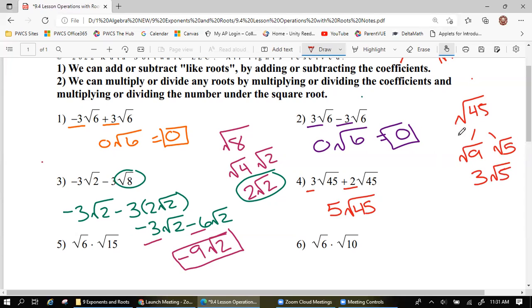So this is from a couple lessons ago. And so I'm going to replace that root 45 with 3 root 5. So that looks like this. And then I can do 5 times 3 and get 15 root 5.